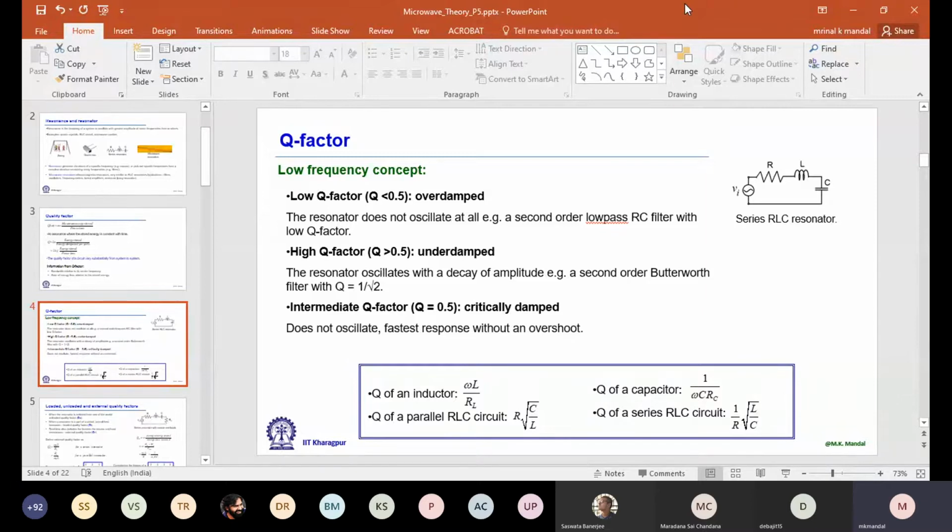Sorry. If I ask you to plot this overdamped case, underdamped case, or critically damped case on a Smith chart, how will it look? For the critically damped case, I would suggest you go through your circuit theory book again, what you learned there, and also see if it is mentioned in D. M. Pozar's book.